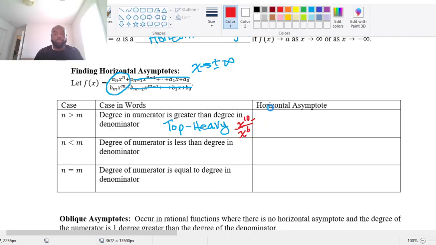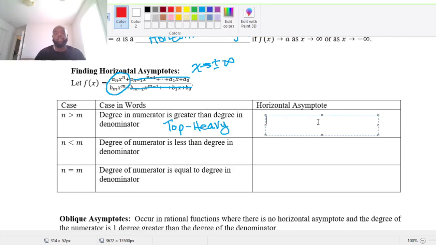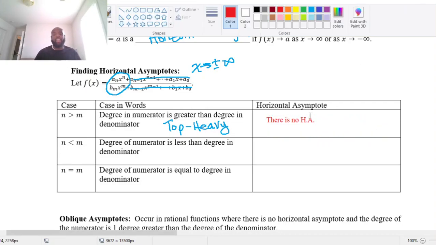And so for this example here, when we have a top-heavy situation for our rational function, there is no horizontal asymptote, because our function is going to continue to go up to infinity or down to negative infinity as x approaches positive or negative infinity. So we're going to say there is no horizontal asymptote. And I'm going to start abbreviating asymptotes with HA for horizontal asymptote, VA for vertical asymptote.